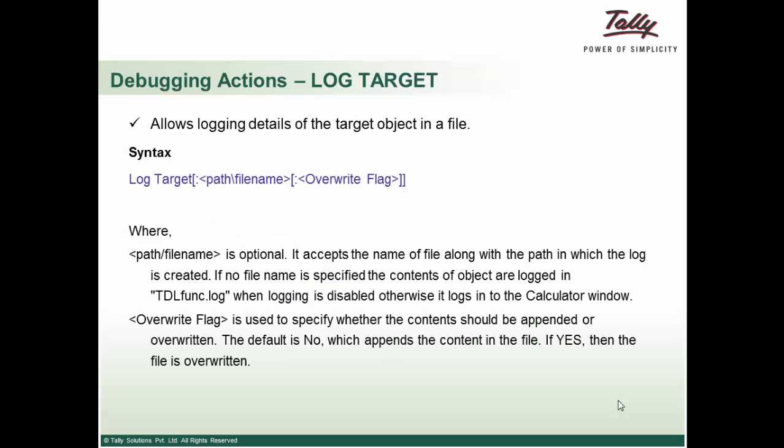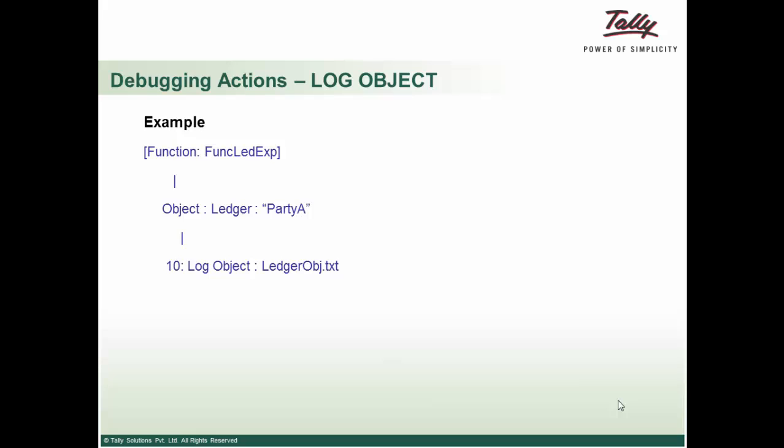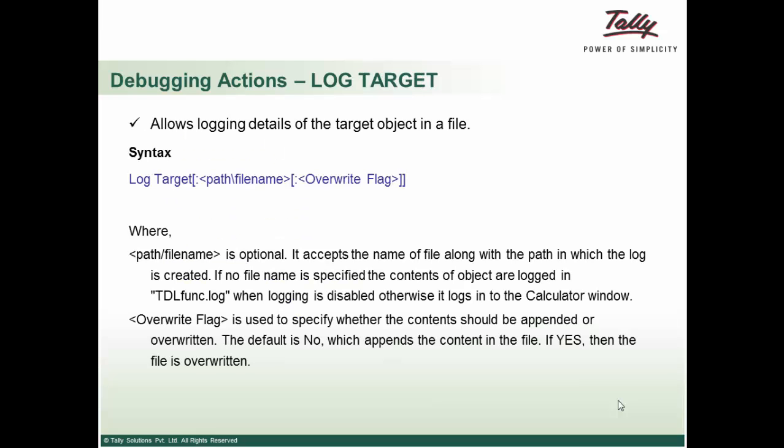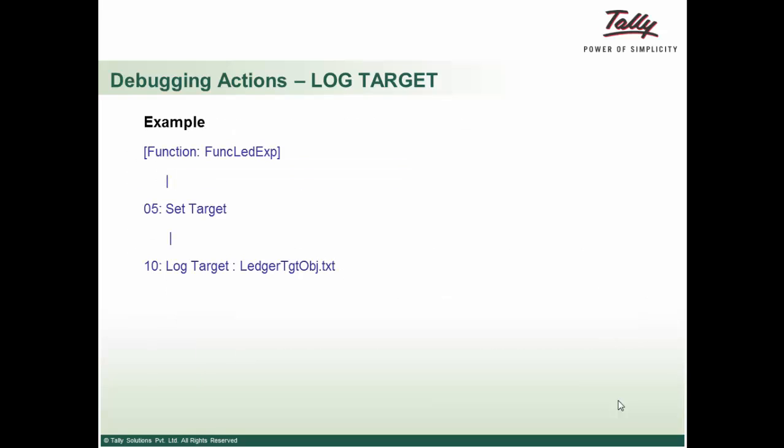Then we have log target. When you write log object, it is the current object, and when you write log target, it refers to the targeted object. So log object will help you to check what values are coming from the source. Log target will help you to see the values that are getting pushed to your target. So pretty helpful for the debugging action, specifically when you are playing around a lot with your objects.